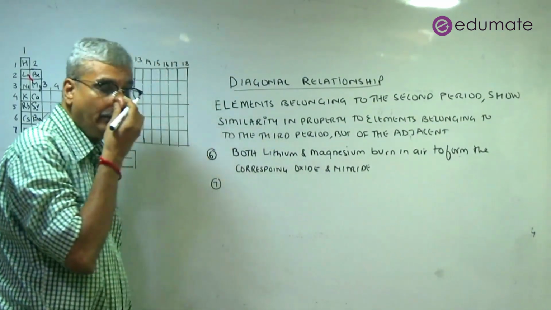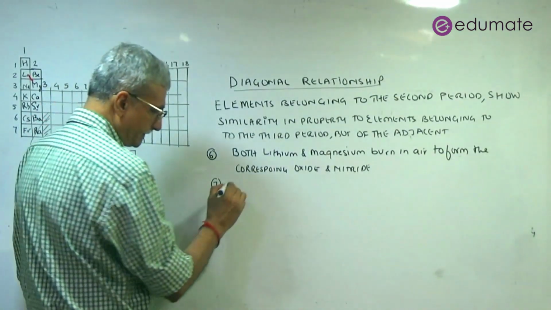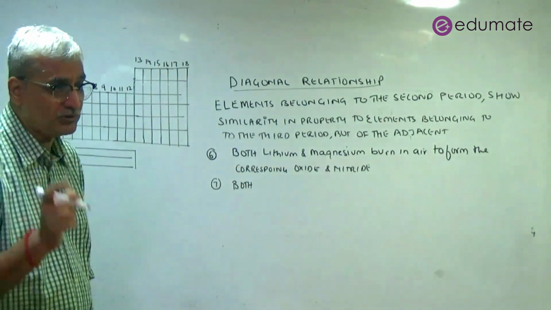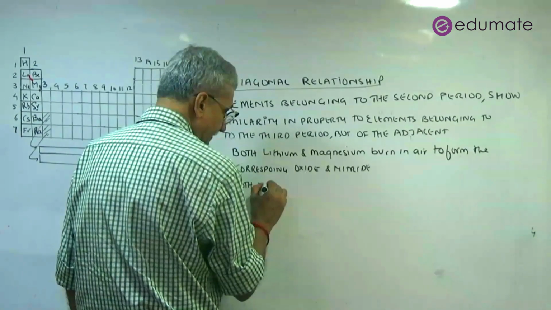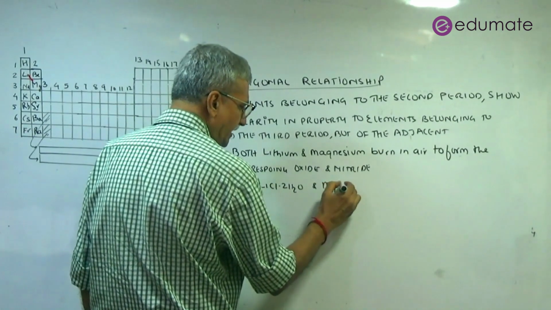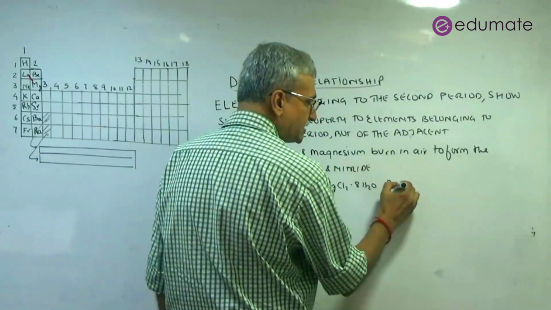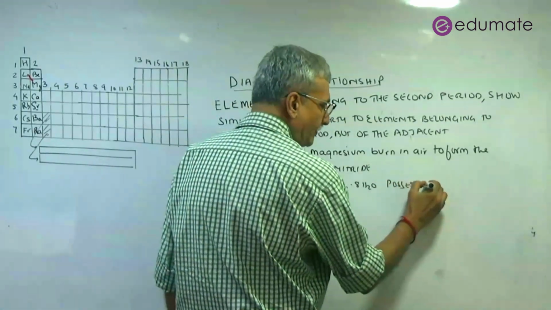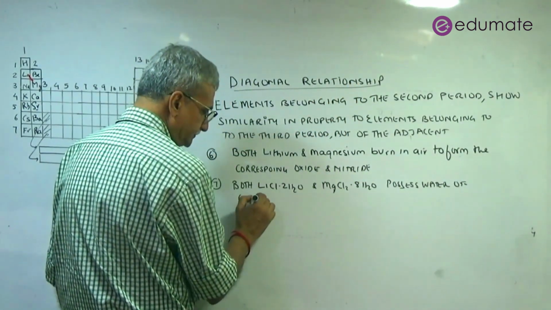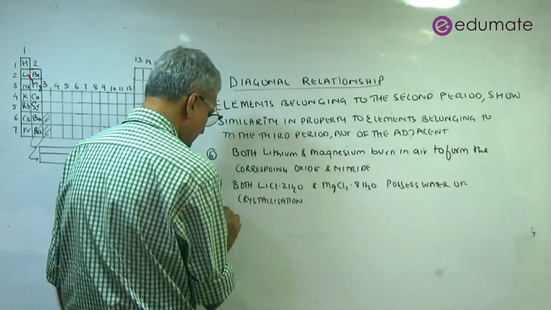Seventh one, both lithium chloride and magnesium chloride have water of crystallization. Other halides of alkali and alkaline earth metals do not have this. Lithium chloride is LiCl.2H2O and magnesium chloride MgCl2 is MgCl2.8H2O. Both possess water of crystallization.